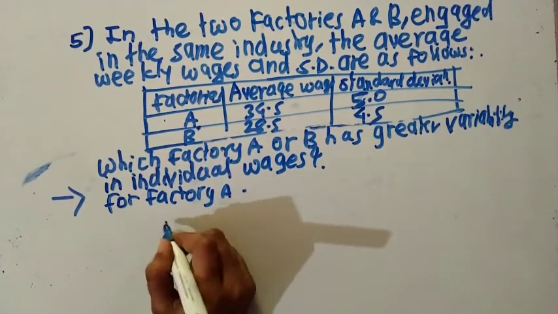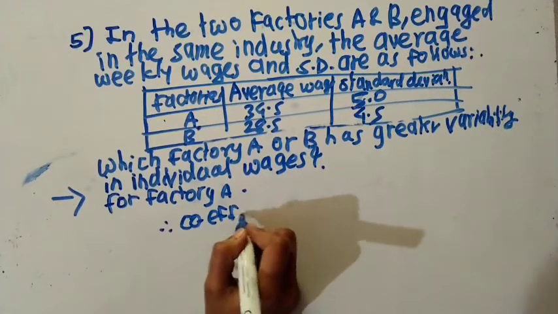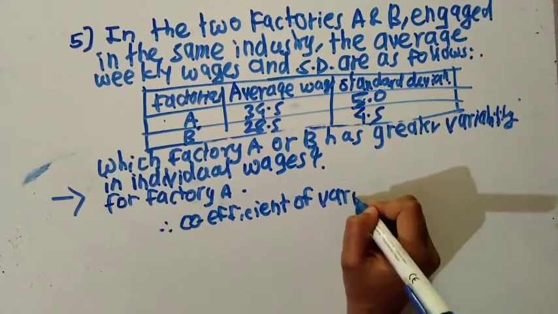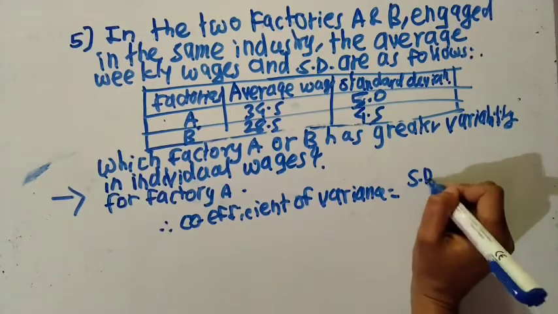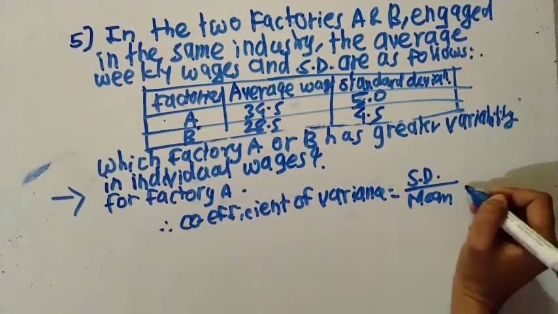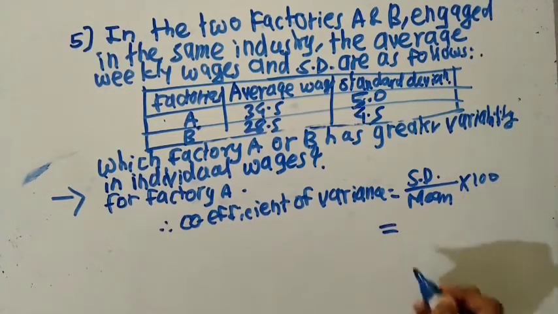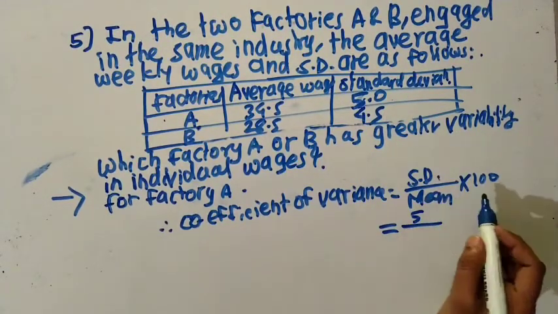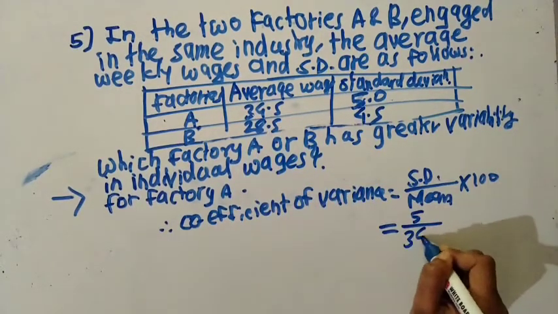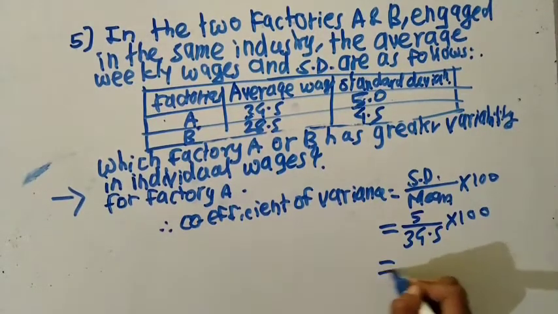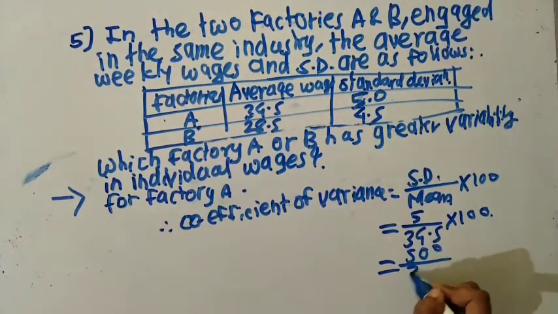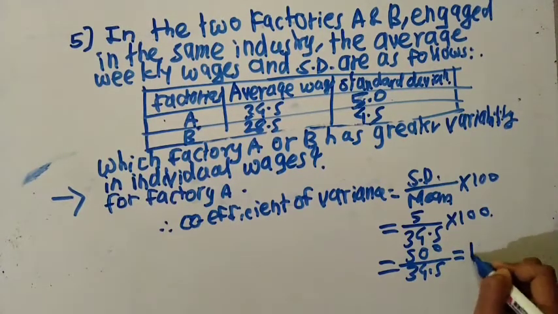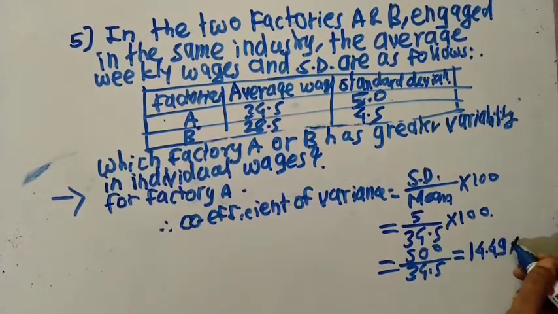For factory A we have to find out the coefficient of variance. Coefficient of variance is equal to standard deviation upon mean into 100, which is equal to standard deviation 5.0, means 5, and mean is 34.5 into 100. 5 into 100 is 500 upon 34.5, and is equal to 14.49%.